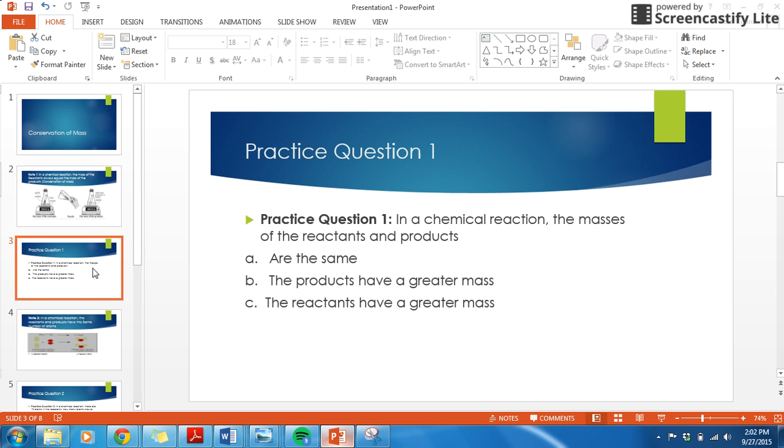Let's take a look at practice question number 1. In a chemical reaction, the masses of the reactants and the products, A, are the same, B, the products have a greater mass, or C, the reactants have a greater mass.